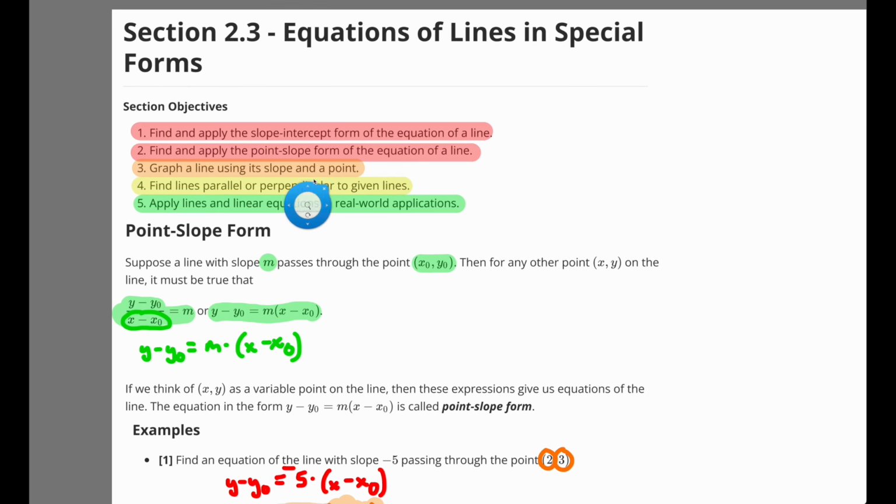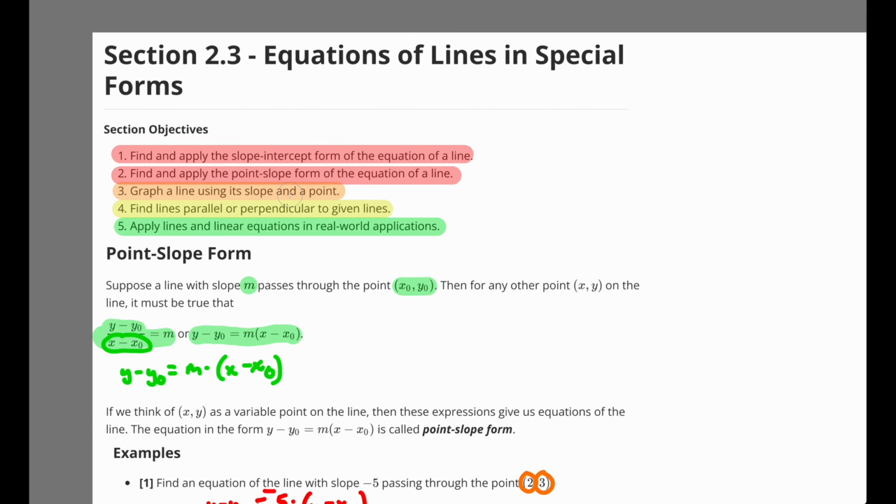All right, so that is equations of lines in special forms. We went over slope-intercept form, point slope form. We went over how it relates to parallel and perpendicular lines. And then we did an example problem, a real world problem.